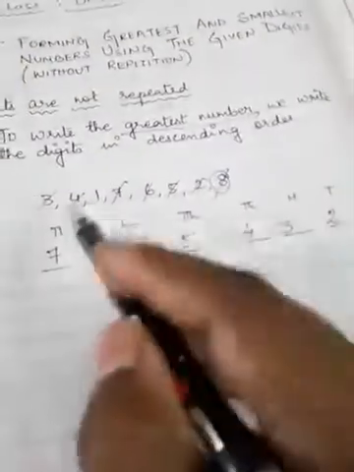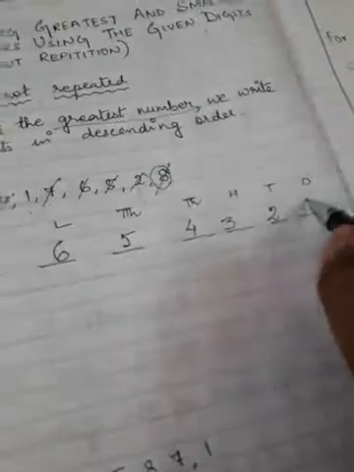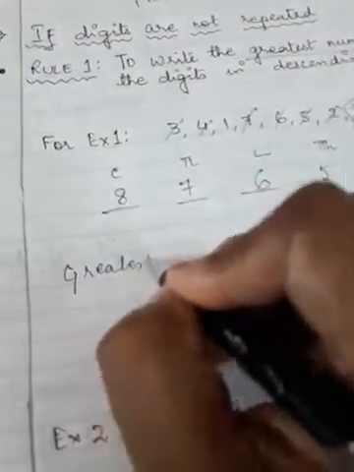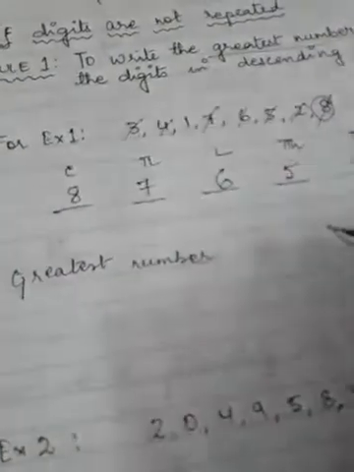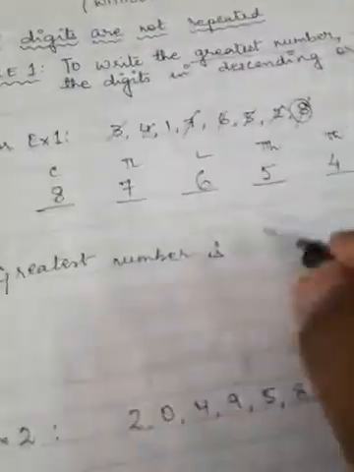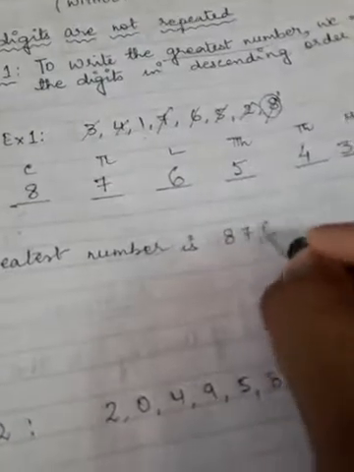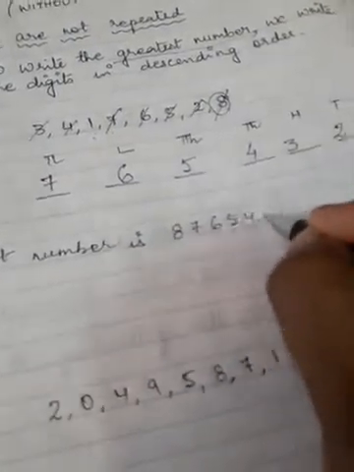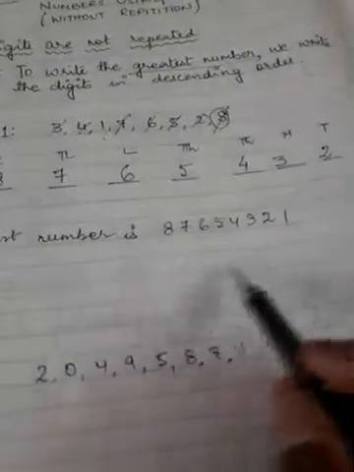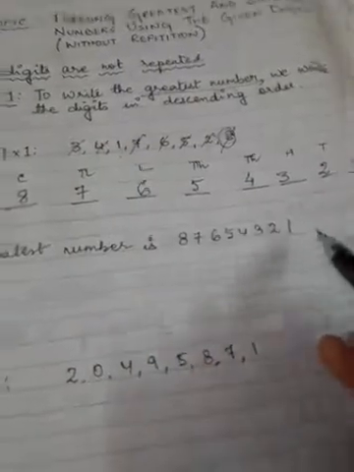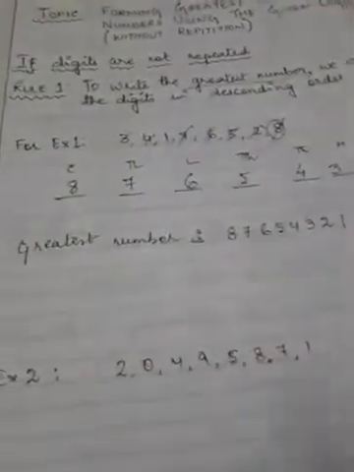Cancel 2 and 1 is left. So I'll write 1 here. So my greatest number is 87654321. So I have arranged it in descending order, and my greatest number I have found.